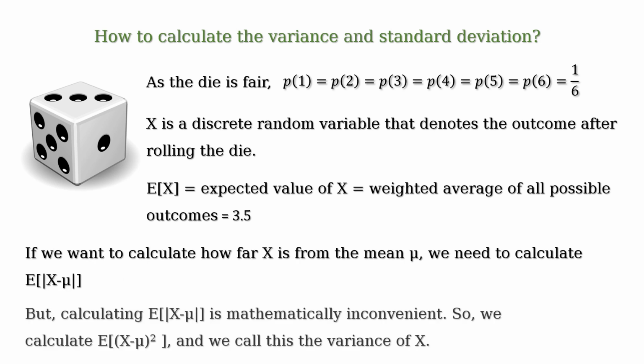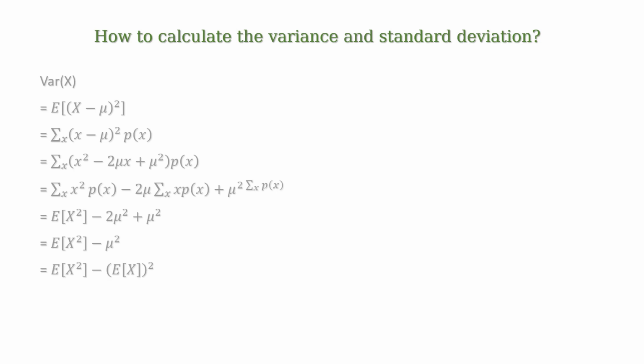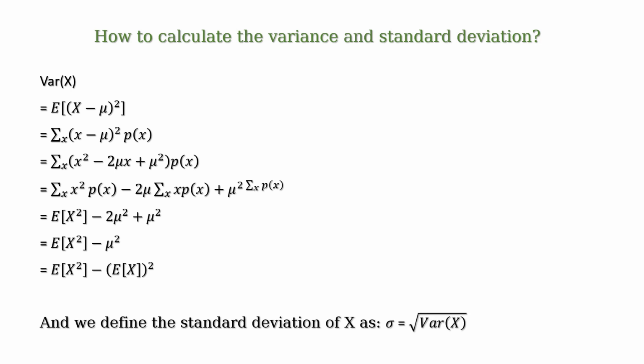But calculating the expectation of the absolute value of X minus mu is mathematically inconvenient. So, we calculate the expectation of (X minus mu) whole squared, and we call this the variance of X. So, the variance of X is equal to the expectation of (X minus mu) whole squared, and after calculation this is the expectation of X squared minus (expectation of X) whole squared. And we define the standard deviation of X, sigma, as the square root of the variance of X.